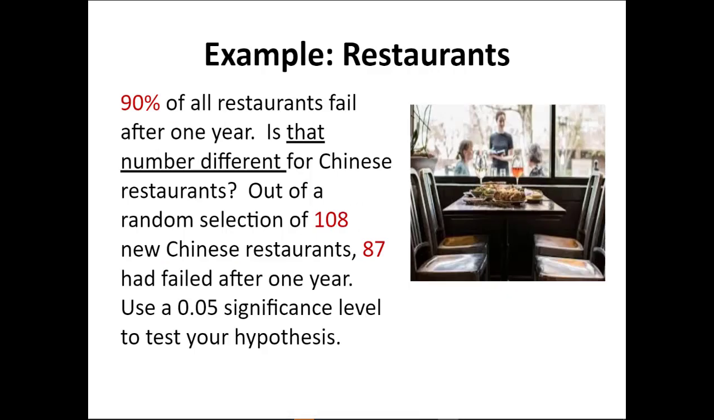Let's look at this example about restaurants. It says, 90% of all restaurants fail after 1 year. Is that number different for Chinese restaurants? Out of a random selection of 108 new Chinese restaurants, 87 had failed after 1 year. Use a 5% significance level to test your hypotheses.